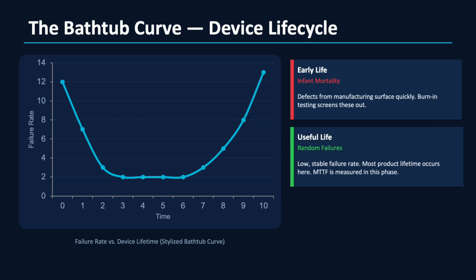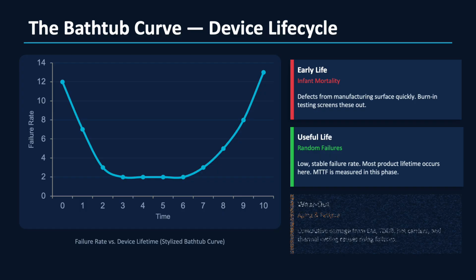Next is the random failure phase. This is the phase of low and stable failure rate. Most of the product lifetime occurs here. This is where MTTF, or the mean time to failure, is measured. Lastly is the wear out phase, where the cumulative damage from EM, TDDB, hot carriers, and thermal cycling tend to cause a rise in failure rates.